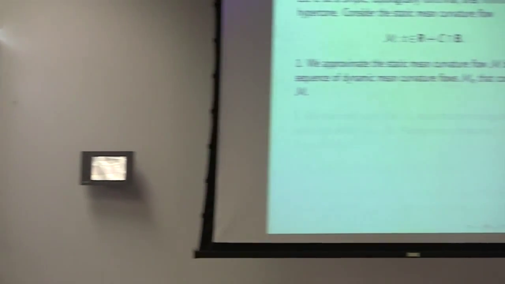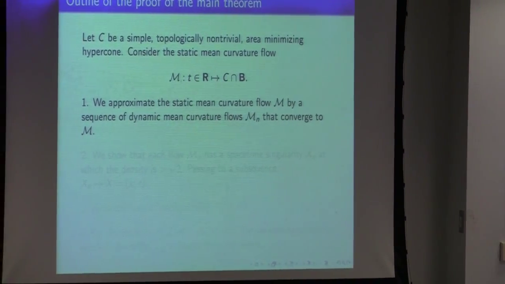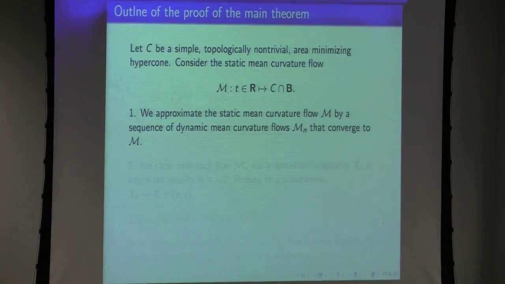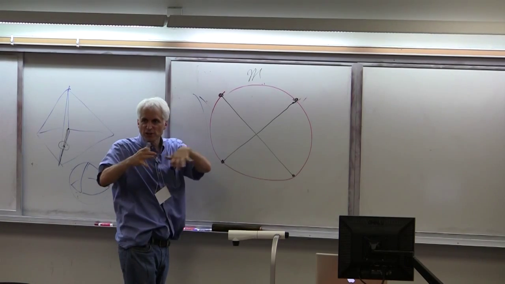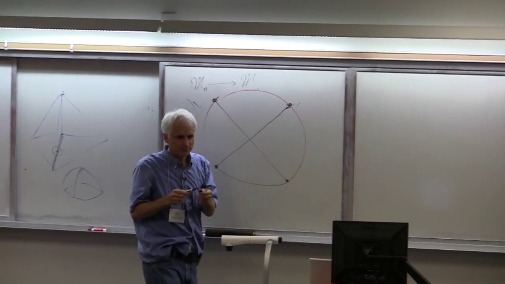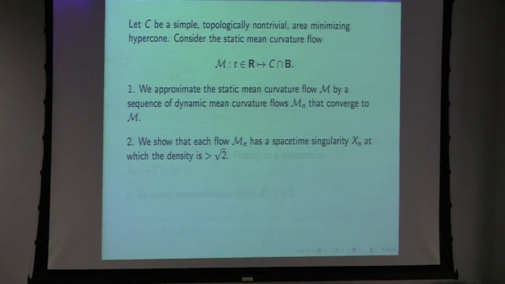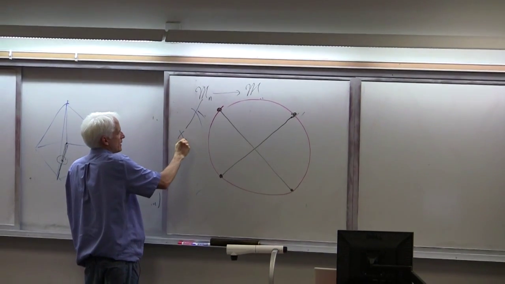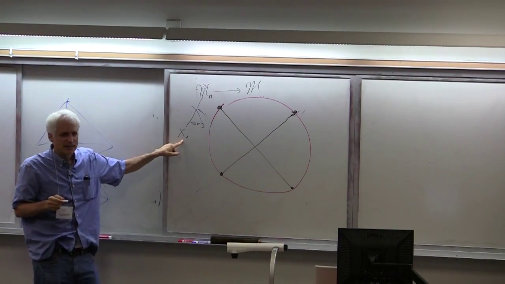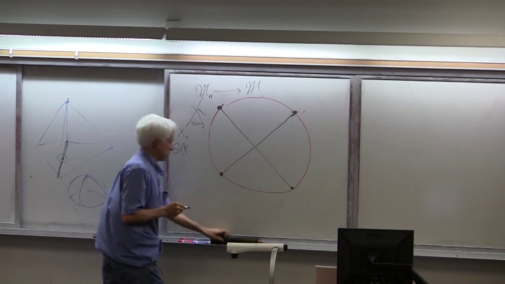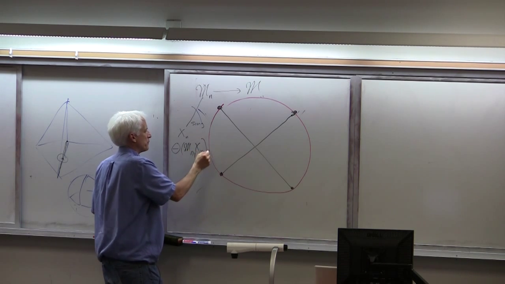This is the way our proof goes. We approximate that static flow, let me just call it M, where the cone just sits there and doesn't move, by a sequence of mean curvature flows where the surfaces are really moving, by dynamic mean curvature flows. So we find a sequence of dynamic mean curvature flows that converge to this static one. Next, we show that each of these has a space-time singularity x_n at which the density is greater than square root of 2.